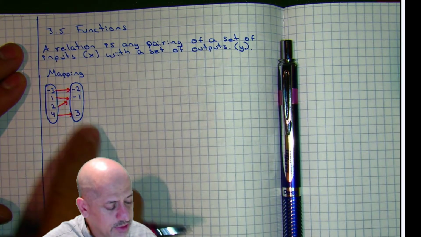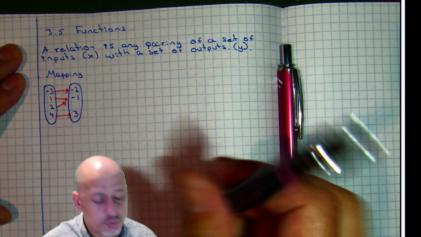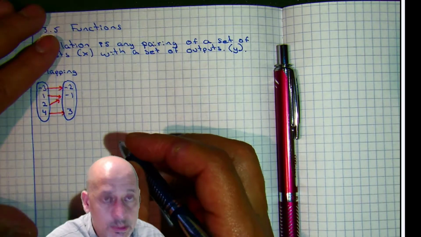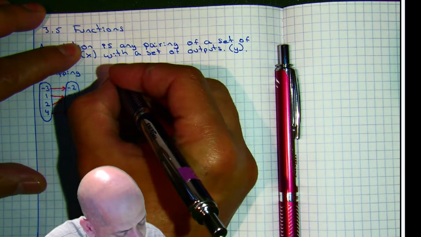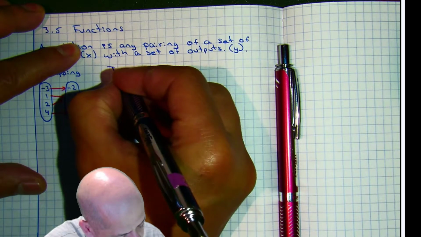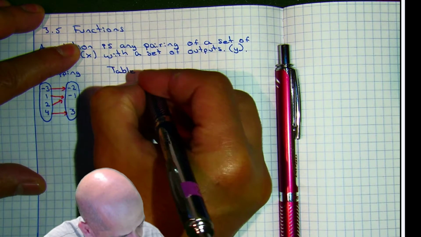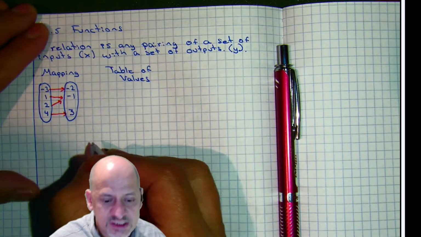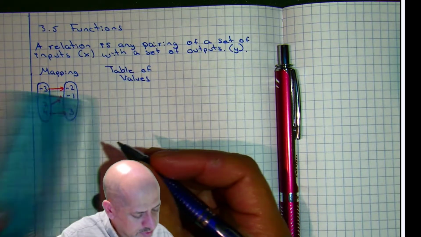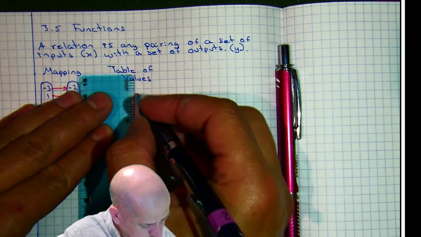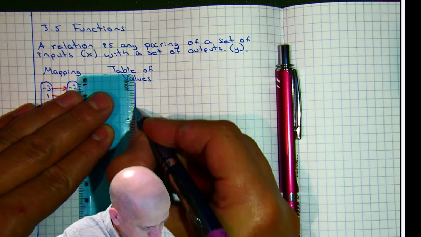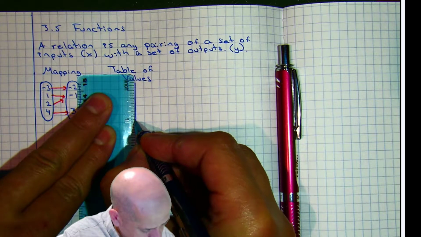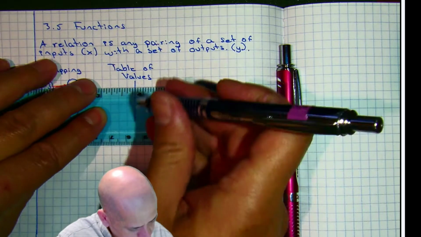Now, whenever you see a mapping, this can be represented as a table of values, or we can also represent them as points. So as a table of values, I'm going to make a table. I should have left a little more space. I need 4, so this should be sufficient.